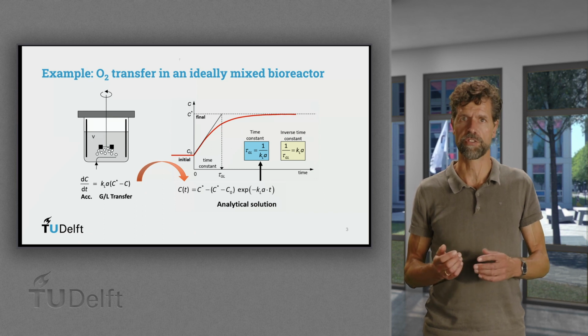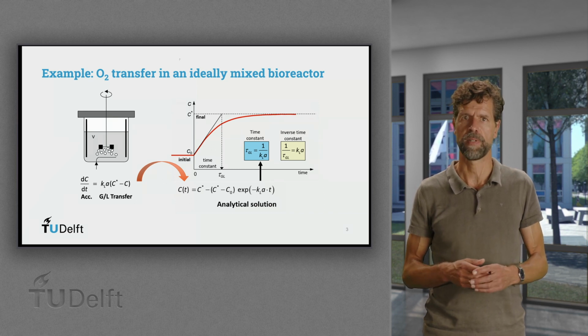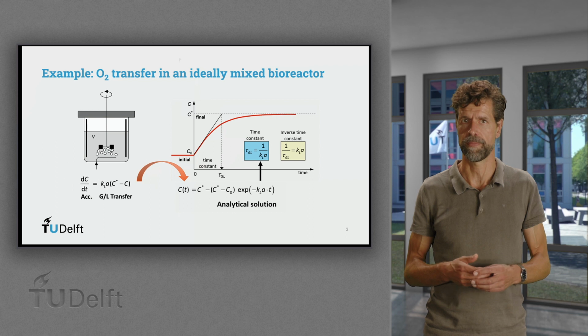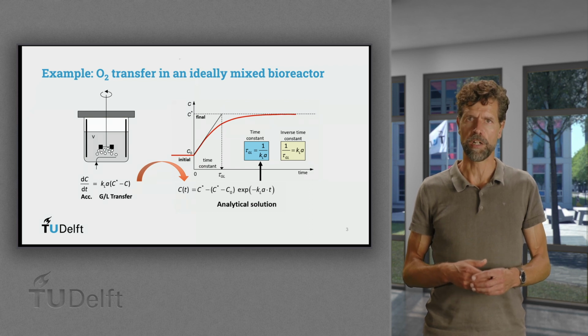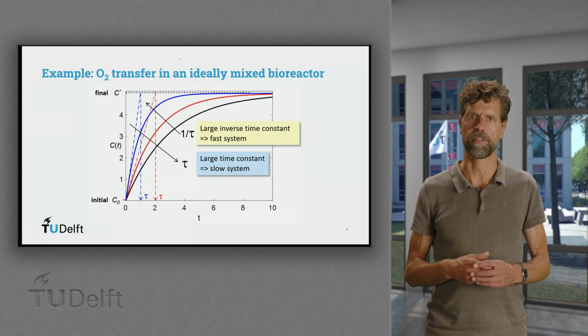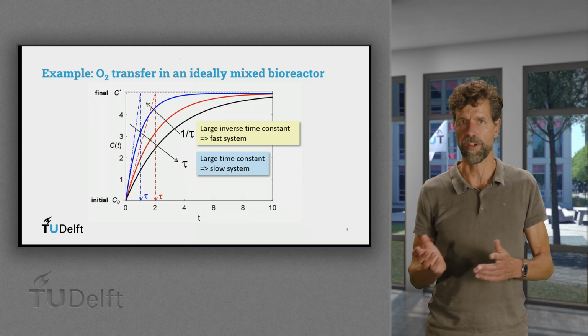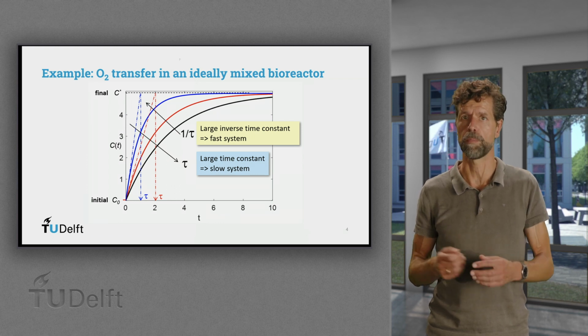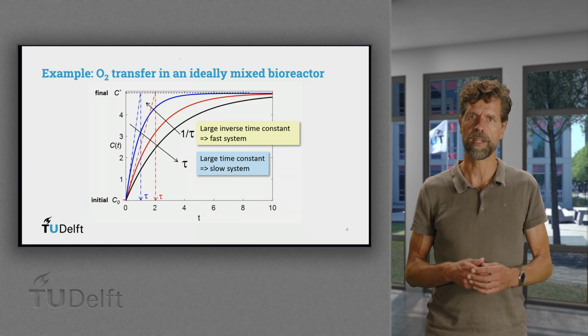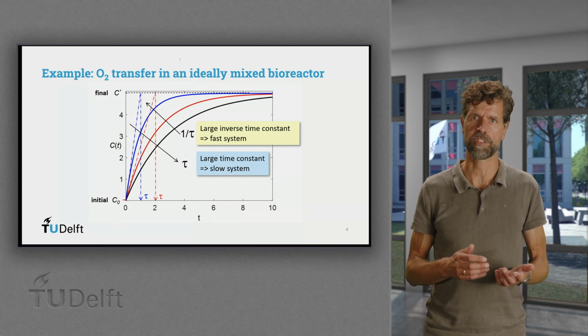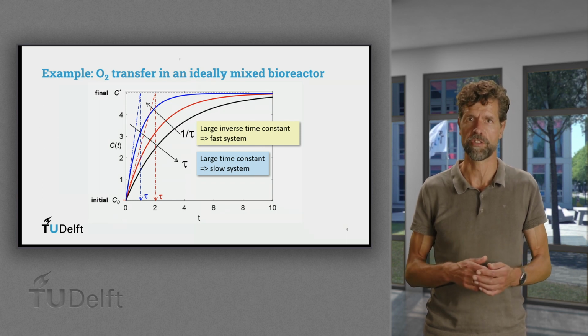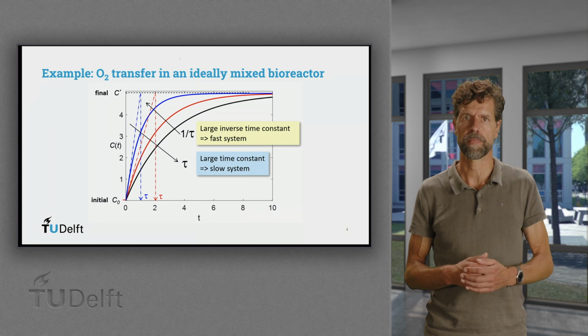The inverse of this constant is called the characteristic time and has the units of seconds. A large kLa corresponds to a short characteristic time and thus a fast process, here the blue line. A small kLa corresponds to a long characteristic time and thus a slow process, here the black line.